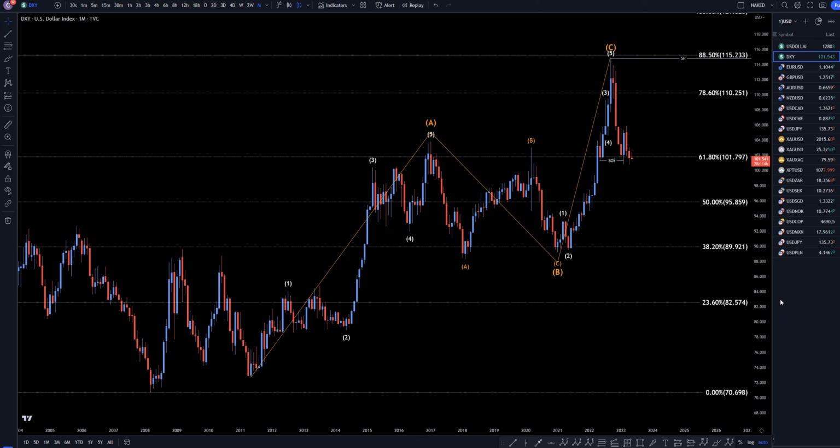Today is Wednesday, May 3rd, and I'm going to be analyzing the DXY and the US dollar index starting on the monthly, working my way down to the 1 hour time frame.